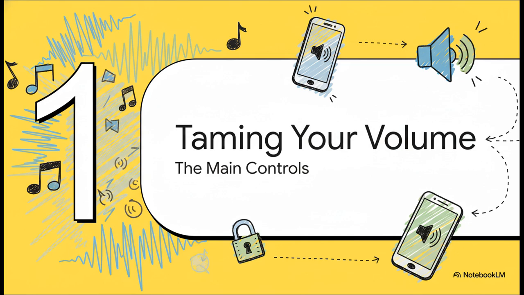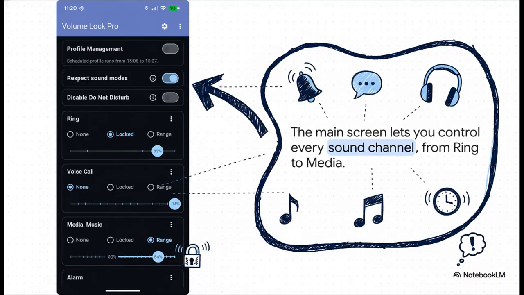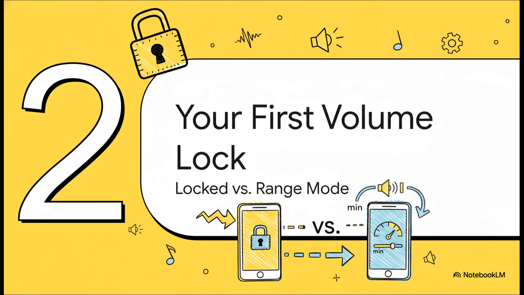All right, let's jump right in. The second you open up VolumeLock, you land here on the main screen. And honestly, you should just think of this as your new command center for all things audio on your phone. And just look at this. Everything you need is in one place. Every single sound channel, from your ringtone volume to your media volume, it's all right here. This is where you set the rules for each one, so no more digging around in your phone's confusing settings menu.